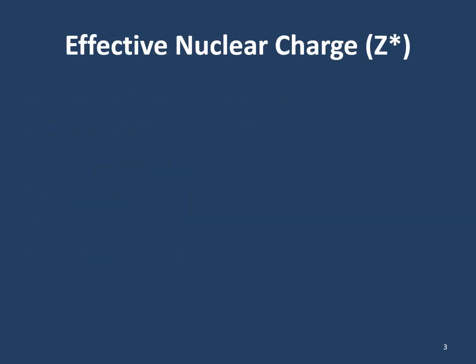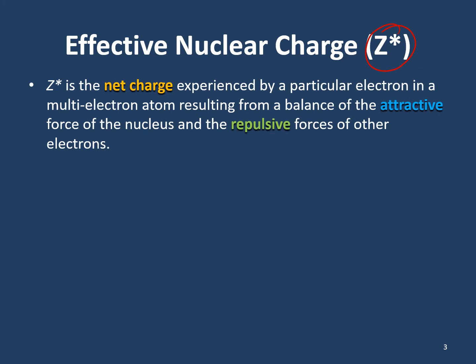So let's talk about effective nuclear charge. Effective nuclear charge, often symbolized with a Z star or a Z with an asterisk, is the net charge experienced by an electron in an atom that has more than one electron. It takes into account not just the attractive force between the electron and the protons in the nucleus, but also the fact that if you have two electrons near each other, they repel. So it's the net charge after we take into account both the attractive forces and the repulsive forces present in the atom.